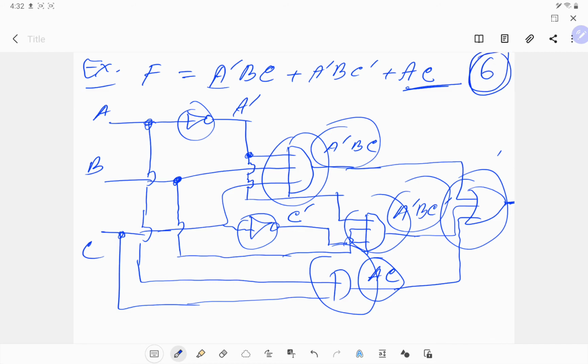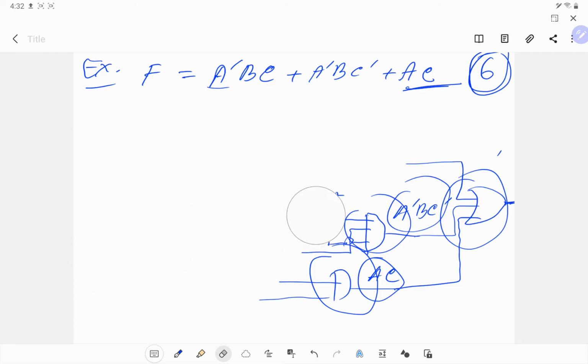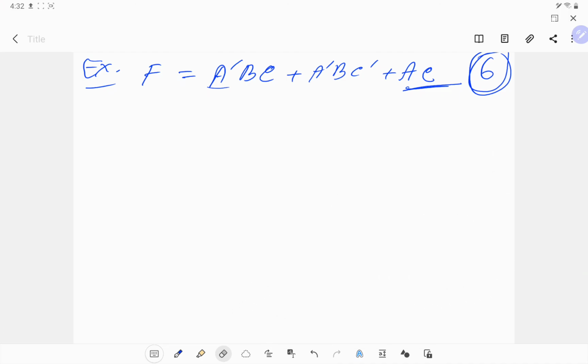We want to simplify the function by using the basic identities of Boolean algebra, and then we'll draw the function and we'll see how many gates are minimized. Also, for doing the simplification, what can we do? So we now simplify this function by using the basic identities. Can we apply the distributive principle here? I think so. Yeah, A prime B is actually in both of the terms.